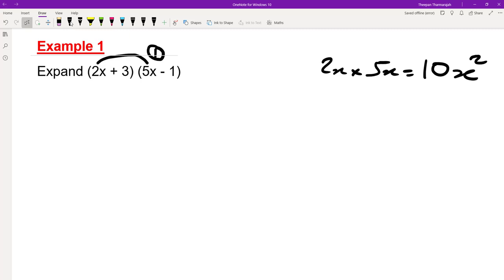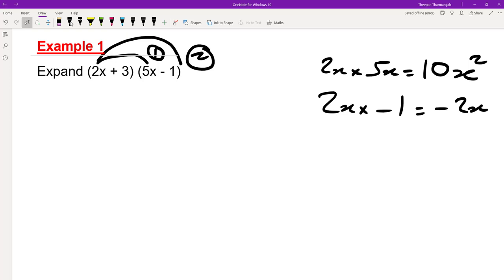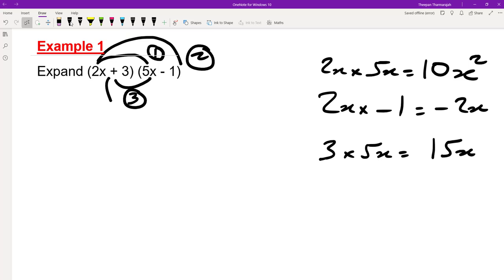Then we're going to do 2x times minus 1, which is minus 2x. The third step, 3 times 5x. So 3 times 5x goes here, which is 15x. And then 3 times minus 1, which is the fourth step. So 3 times minus 1, which is minus 3.